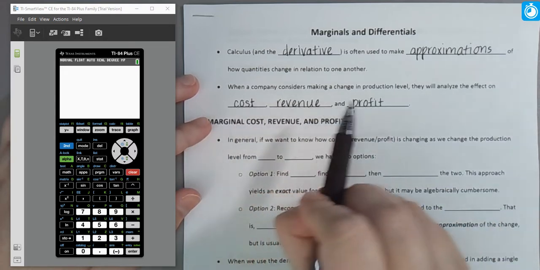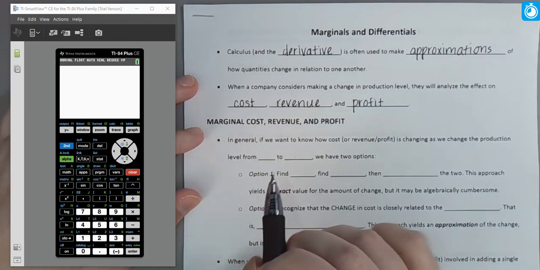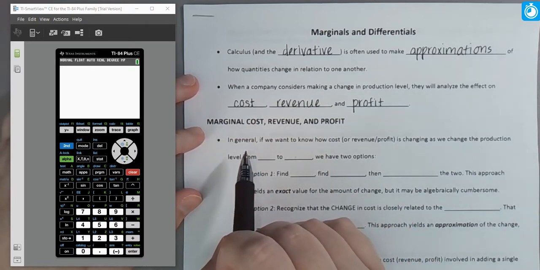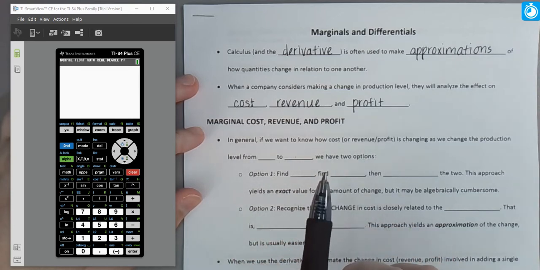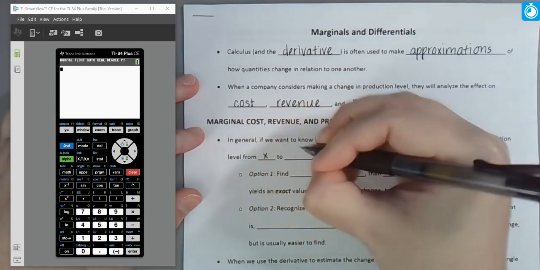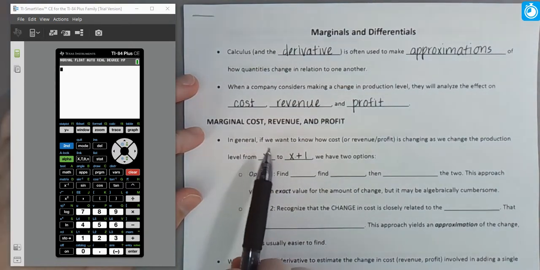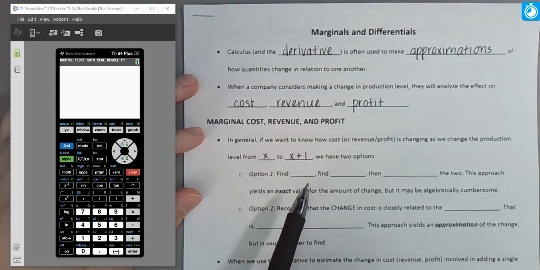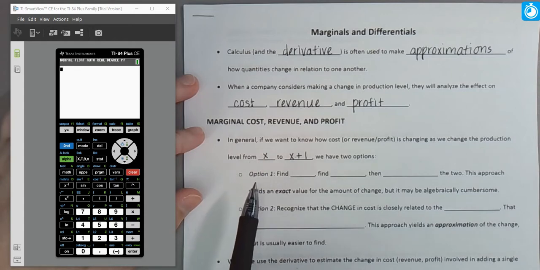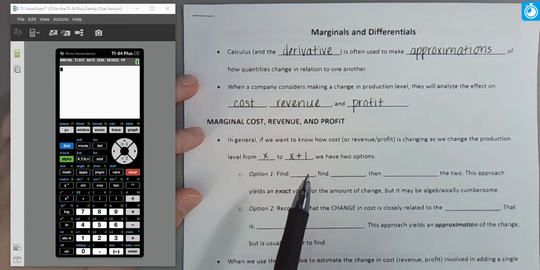In order to analyze these three values, we can use what we call marginal cost, revenue, and profit. So in general, if we want to know how cost or revenue or profit is changing as we change the production level from, we'll just say most generally, x to x+1. In other words, we're going from an unknown quantity to one additional unit. So say x were 20, that means we're producing 20 units. What would it take to produce 21 instead? So we're looking at stepping up production by exactly 1 unit.